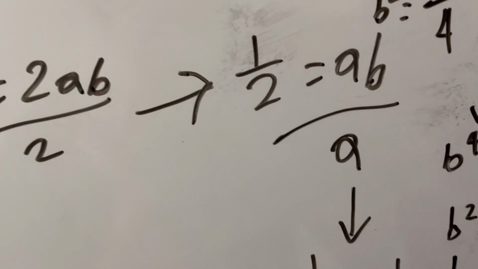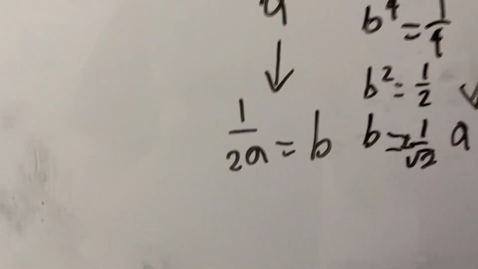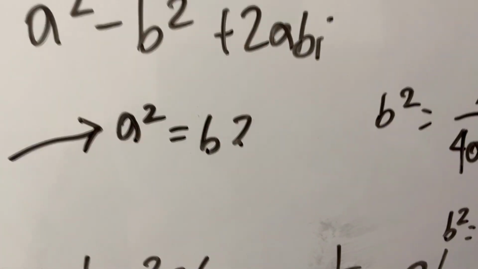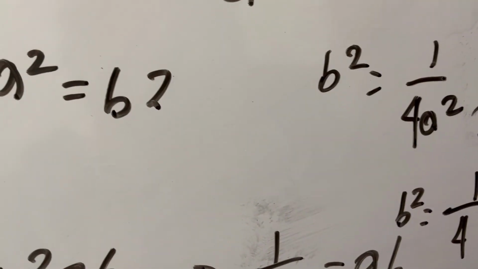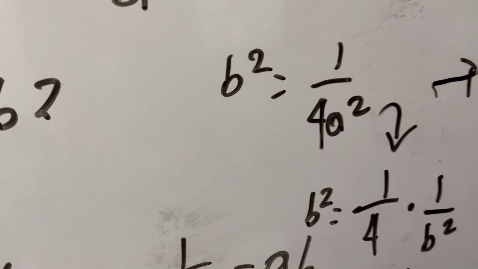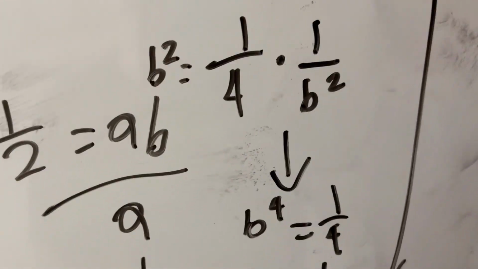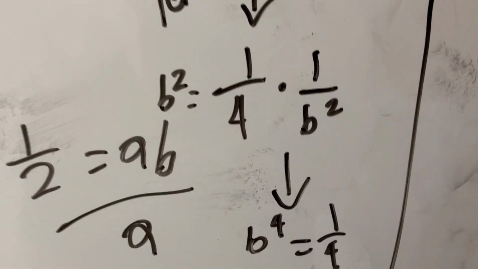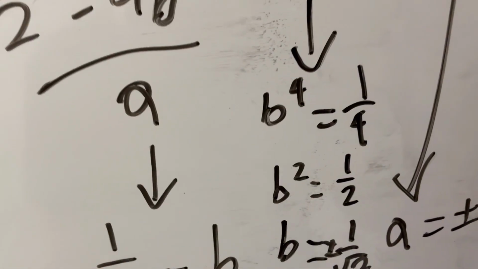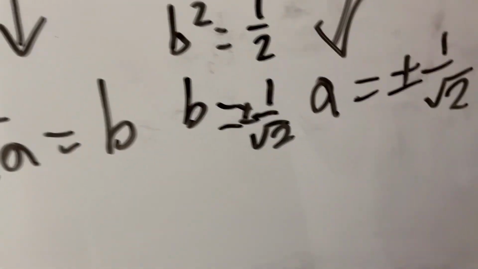This is kind of another way I did it. I kind of had to use my own brain, so there might be simpler solutions to this, but here's how I did it. Half equals ab, divide both sides by a, so 1 over 2a is b. Now we can turn that into b squared, and we have 1 over 4a squared. Since a squared equals b squared, we can substitute that in. b squared equals 1 over 4 times 1 over b squared. So therefore, multiplying both sides by b squared, b to the 4 is 1/4, b squared is 1/2. b equals plus or minus 1 over root 2.